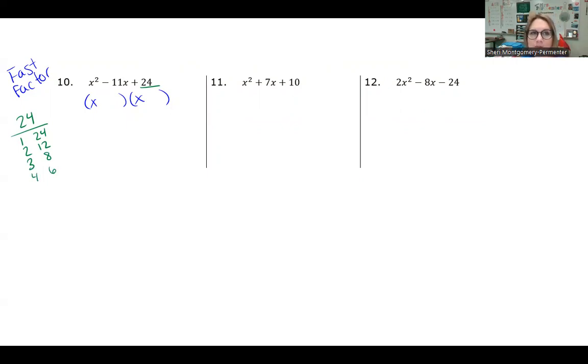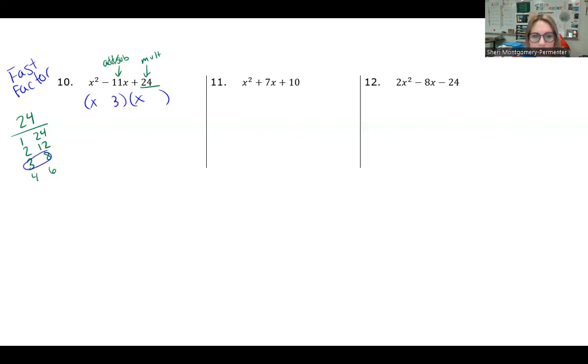We're looking for the factors that will multiply to give you the last number, but they will add or subtract to give you the middle number. So which factor pair can be put together in some way to give you 11? Which ones?